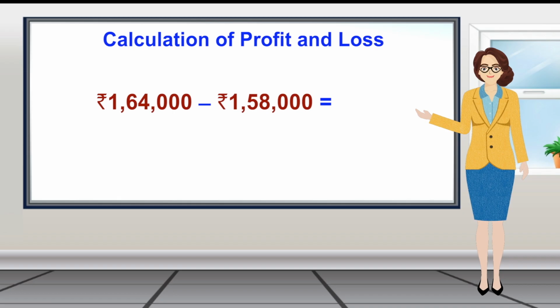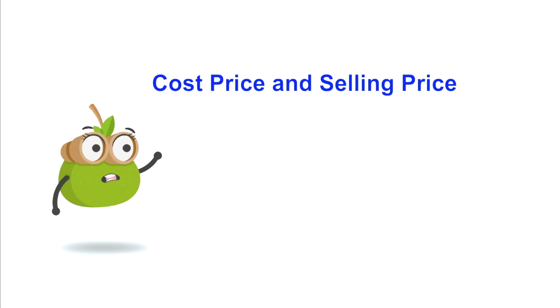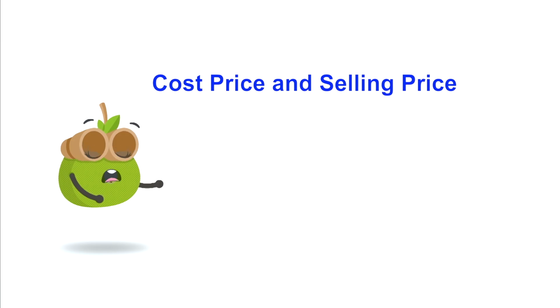1,64,000 minus 1,58,000 is equal to rupees 6,000. Thus, Rajesh made a loss of rupees 6,000. Wow! The calculation of profit and loss is very interesting.